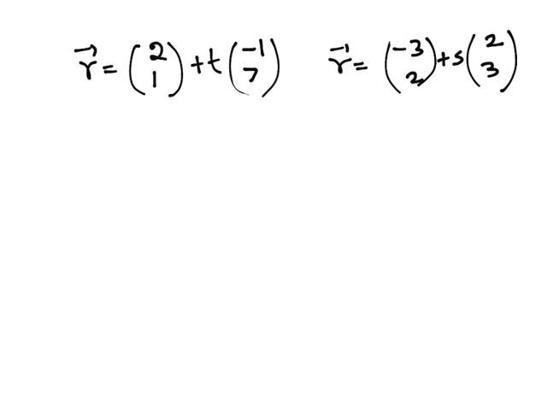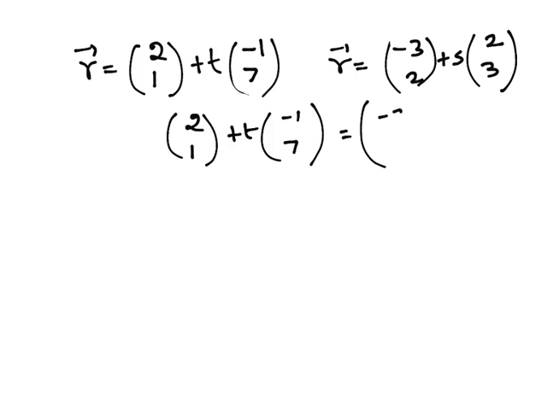Okay, now let us consider these two equations, students. I need to find the point of intersection of these two lines. First thing is, as I mentioned earlier, you equate them. So (2, 1) + t(-1, 7) = (-3, 2) + s(2, 3).